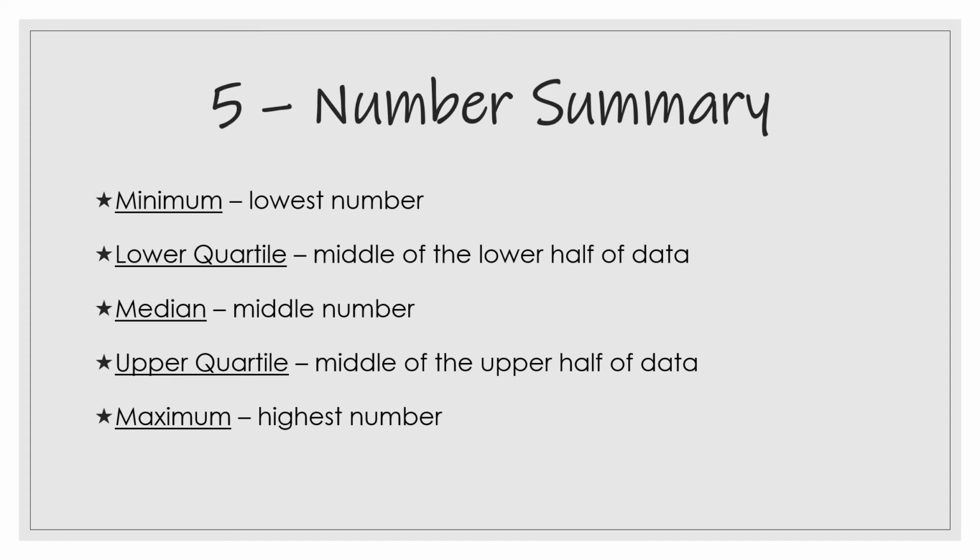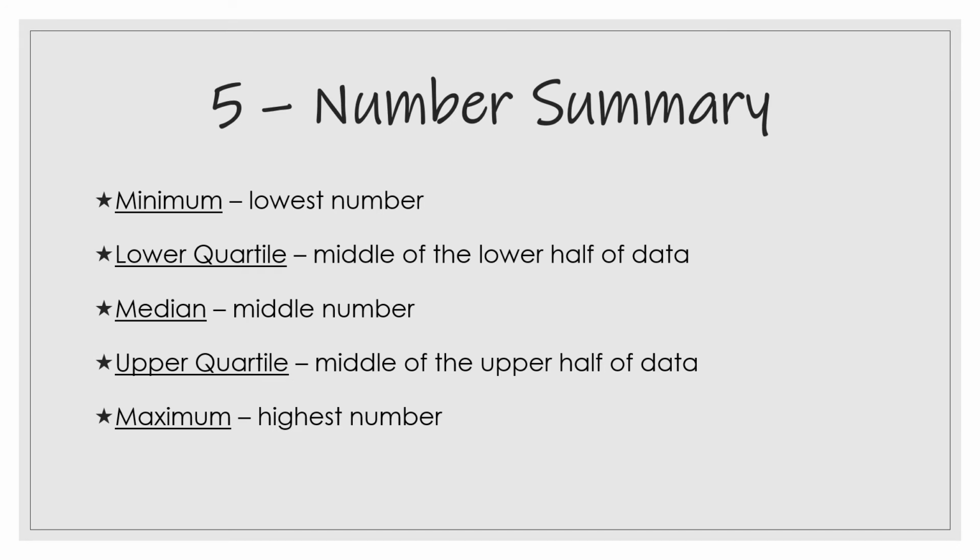All right, so next we're going to learn the 5-number summary, which is 5 different numbers that we find in our data set that break our data into quarters. So the first of the 5 numbers is the minimum, which is just the lowest number of the data set.